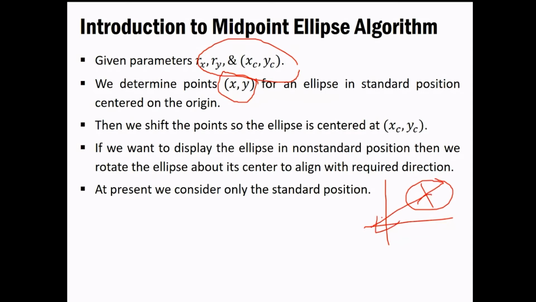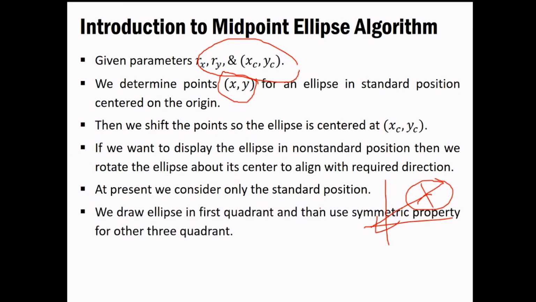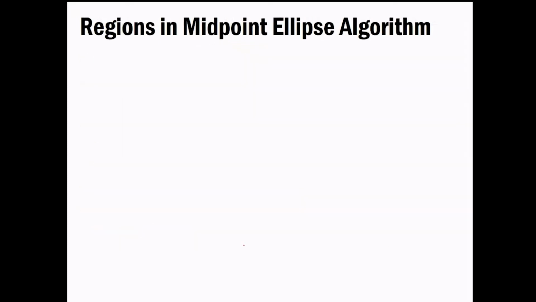Now what is this rotation and all? You'd be getting this in the next unit, that is rotation. Then translation is there, and so many things we are going to see, what we can do with the objects. For now we consider only the standard position. We draw an ellipse in the first quadrant and then use the symmetric property for the remaining quadrants.